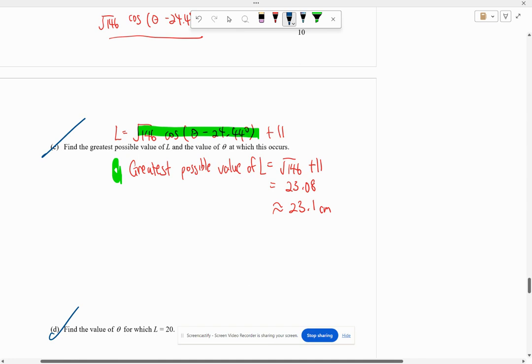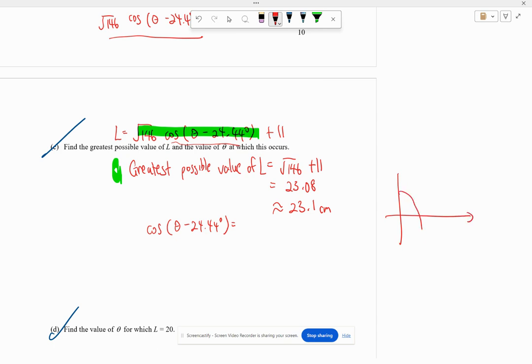So now, when it occurs at the greatest possible value, cosine. This is cosine, right? So cosine of theta minus 24.44 degree equals to 1. I draw the cosine graph. You remember, what is the greatest value of the y value? 1, correct. And it occurs at where? At 0 degree, and for the cosine graph, 0 and 360 degree.